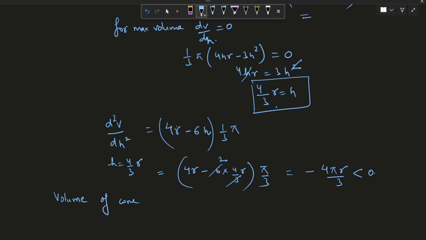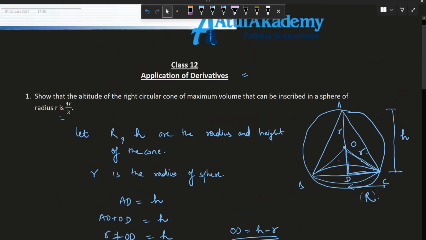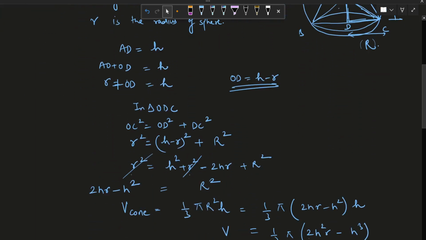Volume of cone is maximum at h equals to 4 by 3 r. Done. Now the question is done. They only said this thing, but sometimes they'll say find out the volume also. When they say find out the volume also, so first find out the value of R square from here.